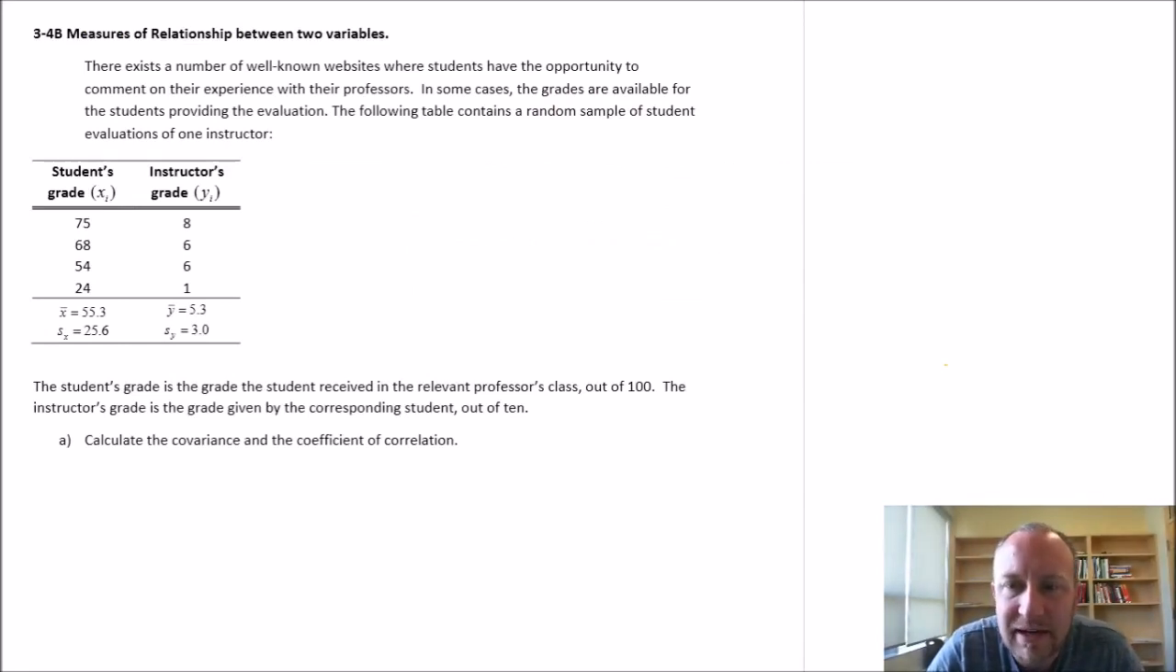Hello and welcome back. In this exercise we're going to be looking at measures of relationships between two variables. So what we have here, I've got a data set. This is a fictional data set. I just made this up. This isn't a scientific study by any means.